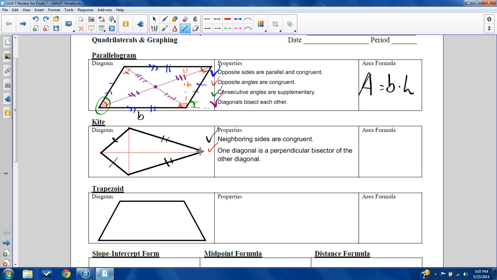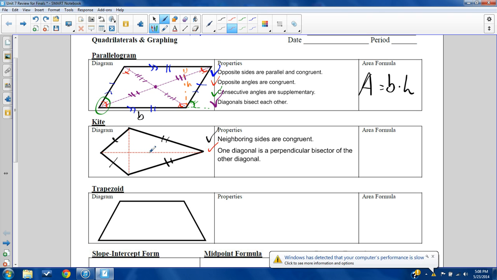This longer diagonal, and it's not always longer, but the one that's uneven, this diagonal will be a perpendicular bisector of this diagonal. So what's going to happen is it'll create this perpendicular segment here. And it's really perpendicular everywhere, all the way around, but ignore that. I just need one. And if it bisects it, it creates congruent segments here and here. So there's your kite.